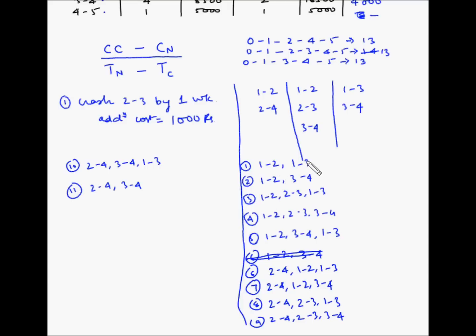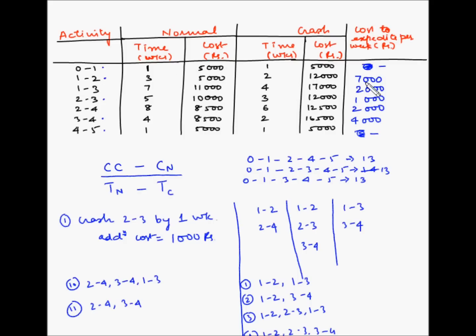So 1-2, 1-3. 1-2 is 7,000 and 1-3 is 2,000, so this is 9,000. Next is 1-2, 3-4. So 1-2 is again 7,000 and 3-4 is 4,000, so this is 11,000. Next is 1-2, 2-3 and 1-3. So 1-2 is 7,000, 2-3 is 1,000, so this is 8,000, and 1-3, which is 2,000, so 8 plus 2 is 10,000.